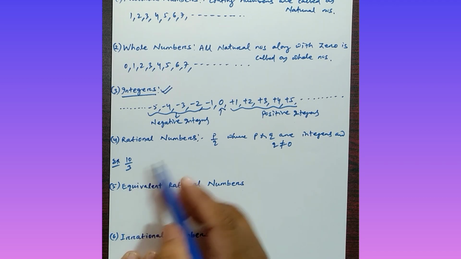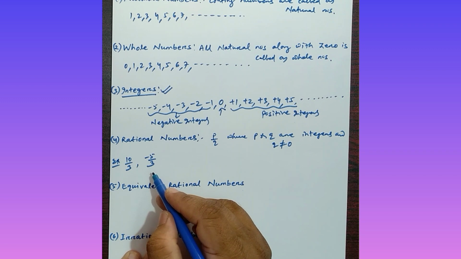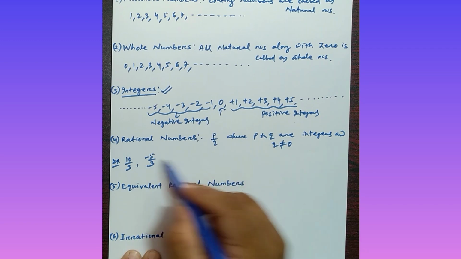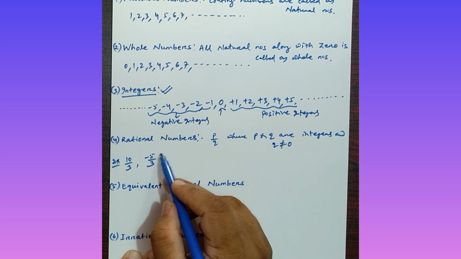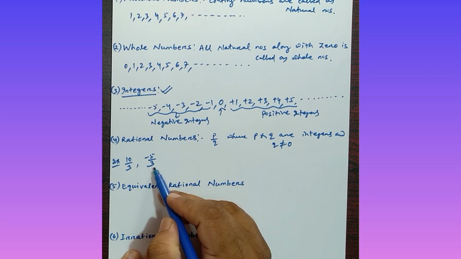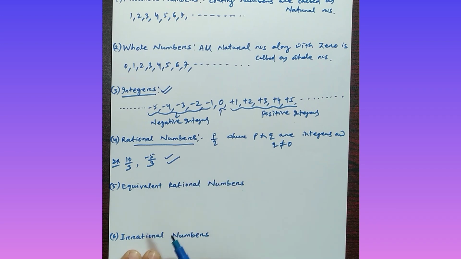Another example, minus 5 by 3. This is also a rational number. How? It is in p by q format, and p and q are integers. Minus 5 is an integer, 3 is also an integer, right? And q is not equal to 0. Look here, 3 is not equal to 0. So these are examples of rational numbers.